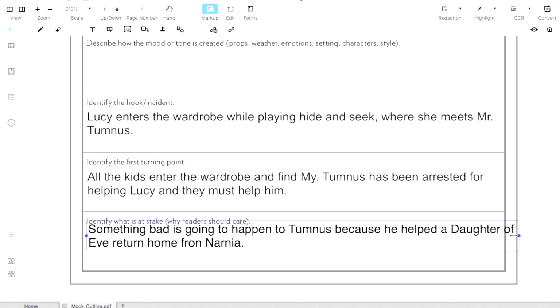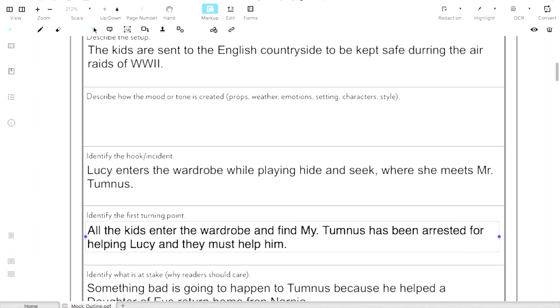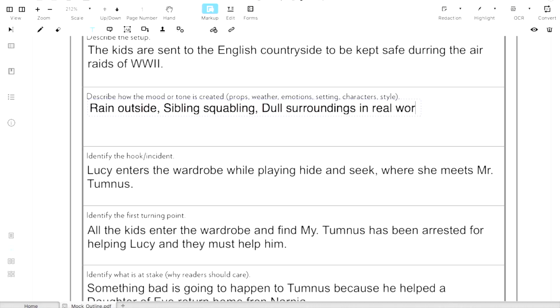After the initial hook or incident, you have the turning point. And this is where the protagonist gets dragged into the next act. Oftentimes they'll be resistant, trying to run away from this, and you'll just have to keep them pulled in.